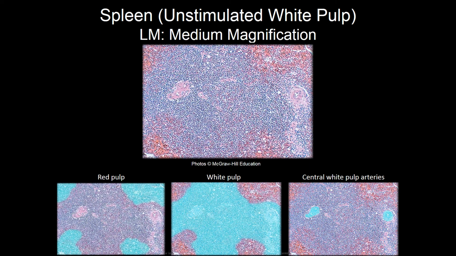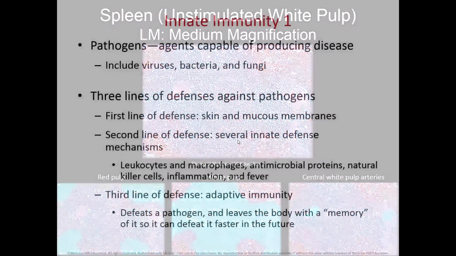And this is the magnification to show you the different areas. So this is the red pulp here, the reddish areas, and here's the white pulp. I mean, it doesn't look that white, but here you have the lymphocytes. As you can see, when you stain the lymphocytes, they look purple.